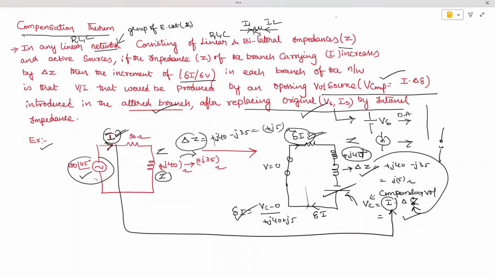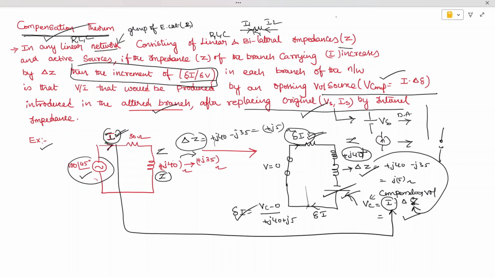So the total change in current and change in voltage I can find out by introducing a voltage, where this is called compensating voltage. Then we can find out the change in voltage or change in current by using a theorem by introducing a compensating voltage. That's why this theorem is called compensation theorem. Hope you are able to understand. So if I am running a little bit fast, nothing to worry. Just study the statement again. You can understand better. Okay.